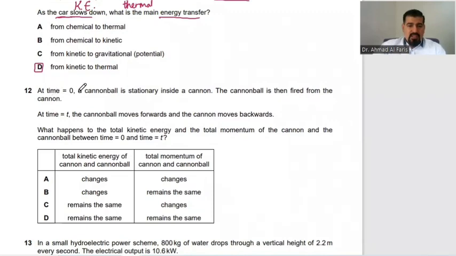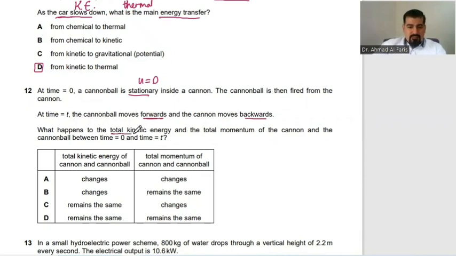Question 12. At time equals 0, a cannonball is stationary inside a cannon. Stationary, that means u equals 0. The cannonball is then fired from the cannon. At time equals t, the cannonball moves forward and the cannon moves backward. So the cannonball is pushed to move forward and the cannon itself is moved backward. Like when you see a person has a gun and he shoots, the bullet moves forward and his hand moves what? Backwards.